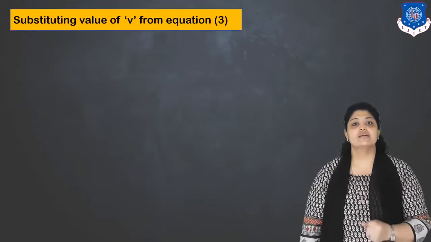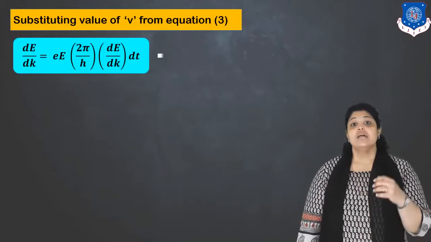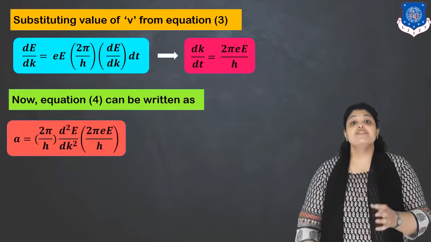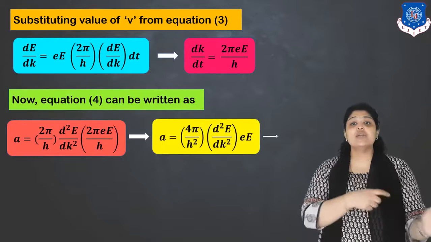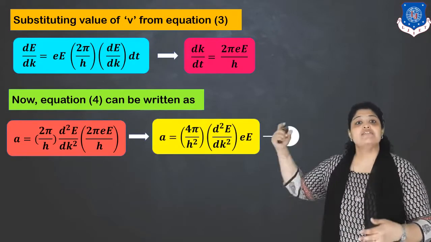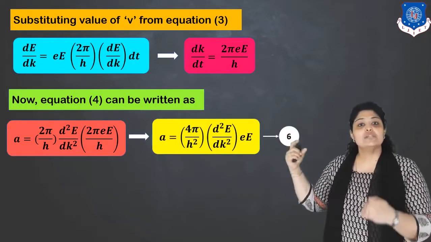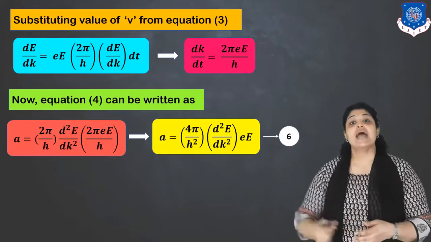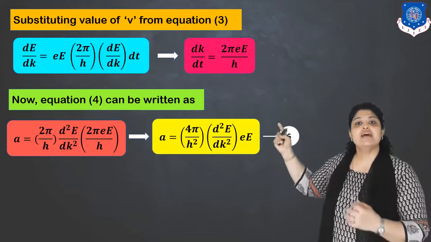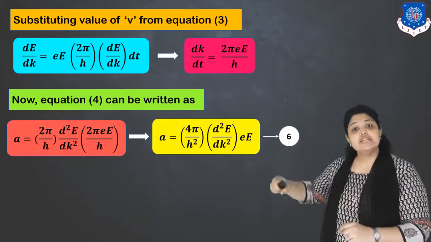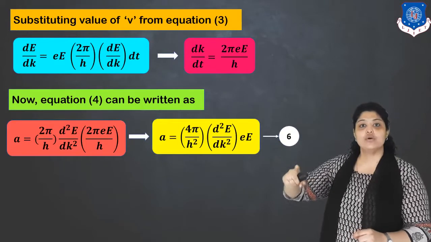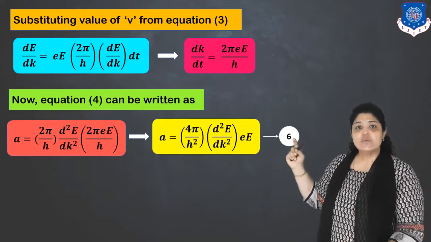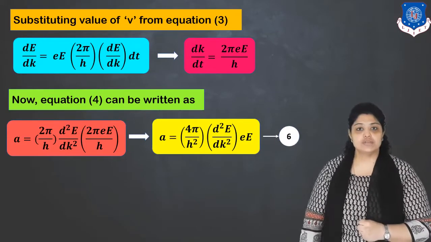Moving ahead, in this term we do not have the term dk yet. So what we do is we make use of the standard equation of v which we derived, and we get dE by dk is equal to eE, 2 pi by h into dE by dk into dt. And from this equation, we can derive the value of dk by dt. And substituting this value in equation 4, we get A is equal to 2 pi by h, d square E by dk square into 2 pi eE by h.